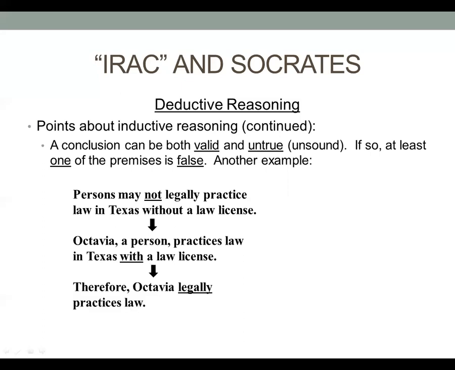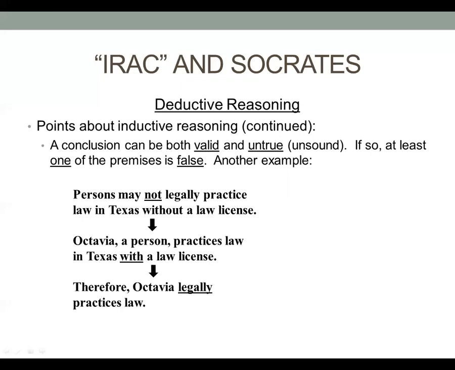Therefore, Octavia legally practices law. Well, this all is logically proper. If it's true that persons may not legally practice law in Texas without a law license, and if it is true that Octavia is a person and practices law in Texas with a law license, then it logically, necessarily follows that Octavia is legally practicing law in Texas.